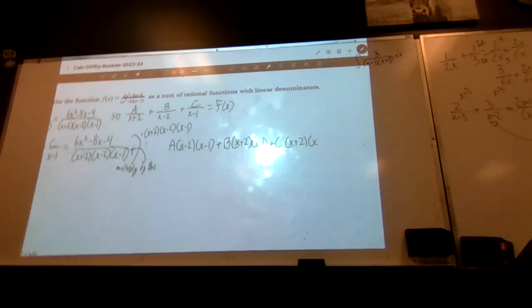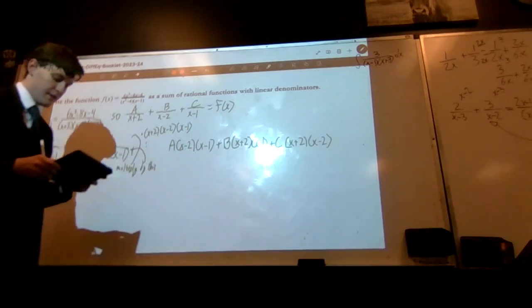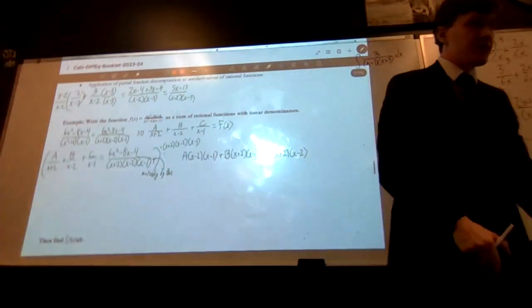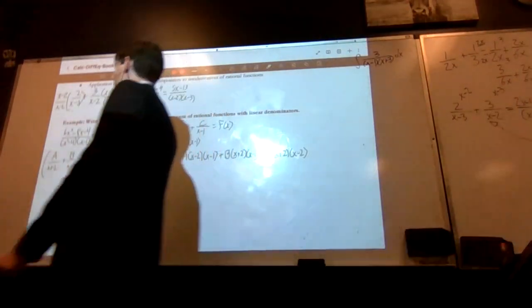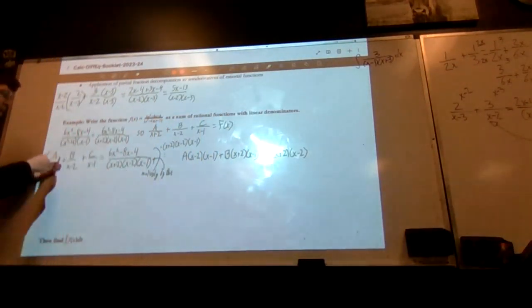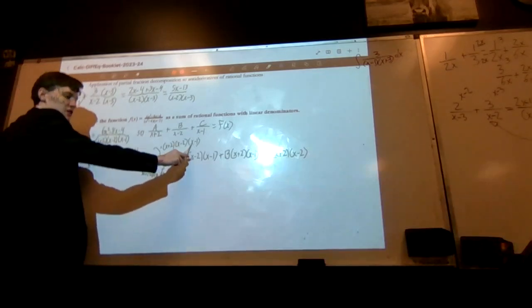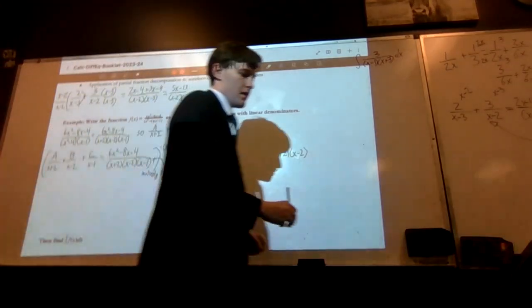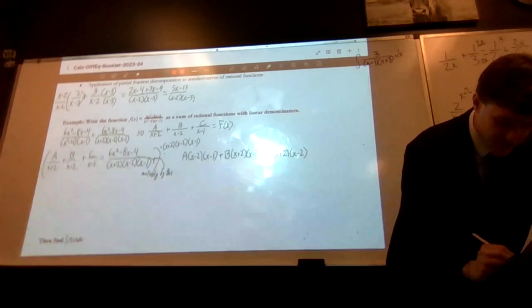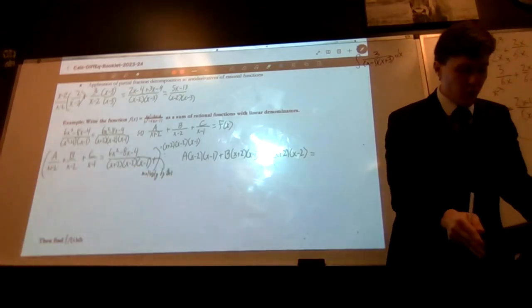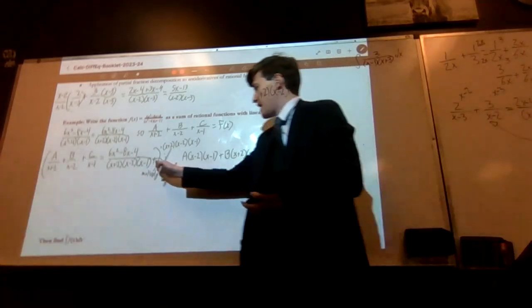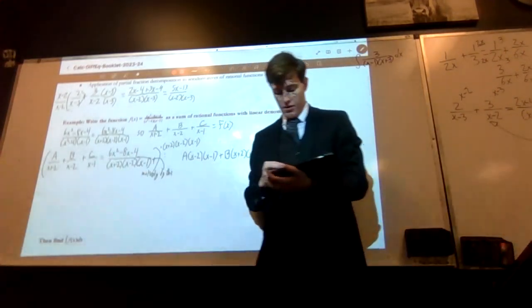So basically, the shortcut version of this is to eliminate whatever it's over and multiply it by the rest. A has x plus 2, so I'm only going to multiply it by x minus 2, x minus 1, and so on and so forth. And then when I multiply on the other side, I get equals. What happens to this entire thing? It cancels.